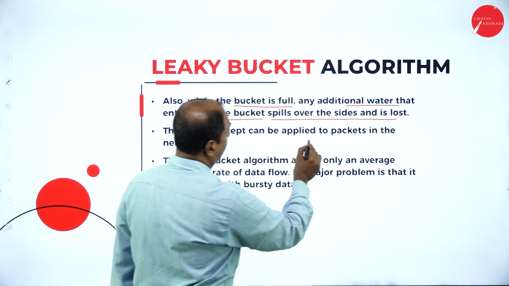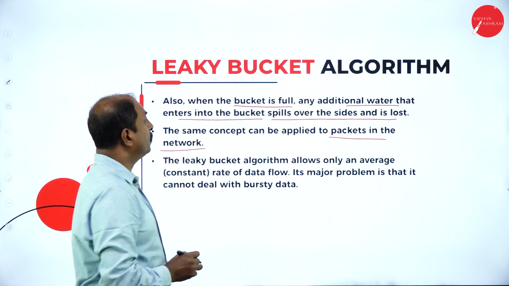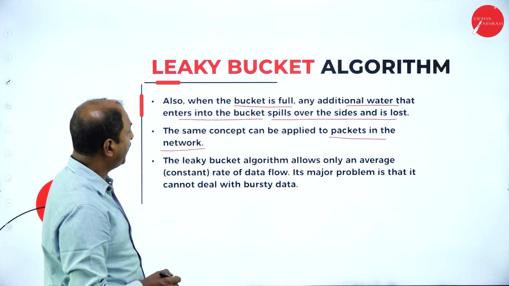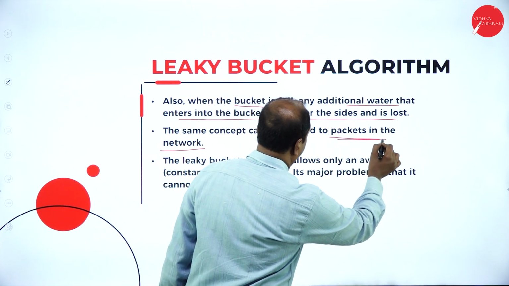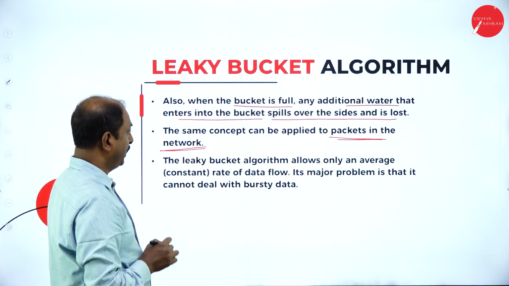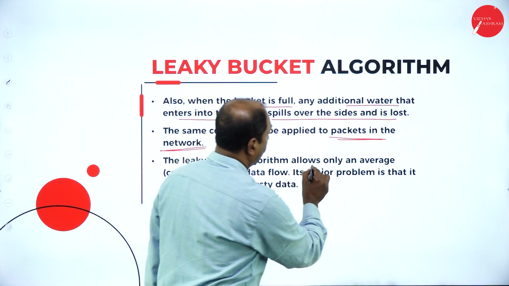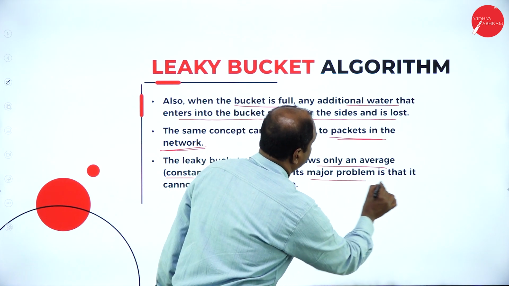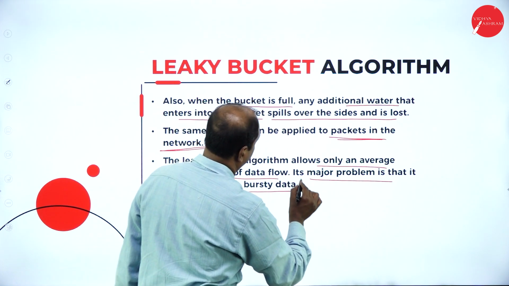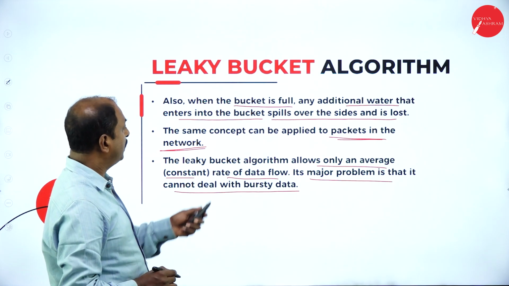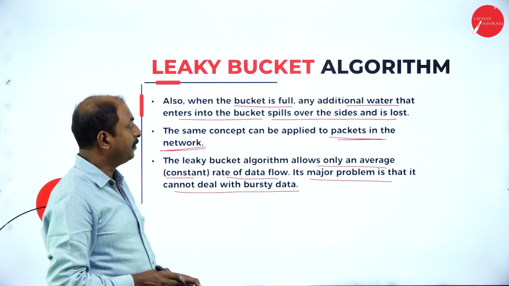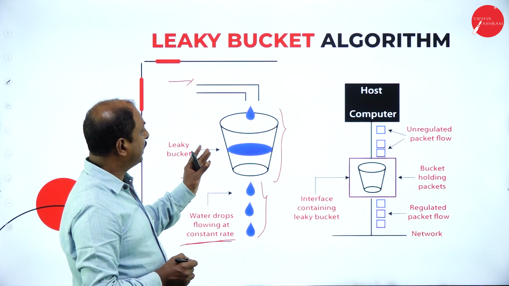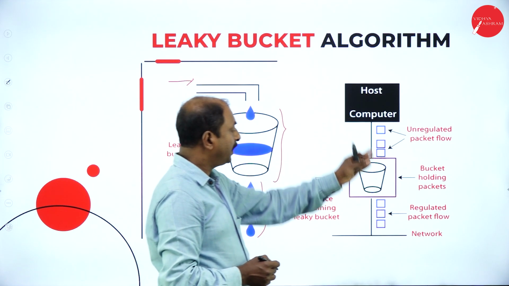The same concept can be applied to packets in the network. Whatever I have explained now is the leaky bucket algorithm, and the same concept is applied to data packet flow in a computer network. The leaky bucket algorithm allows only an average or constant rate of data flow. Its major problem is that it cannot deal with bursty data. Same thing we can apply to the computer network. Now look at this diagram; the same diagram is converted into a computer network.